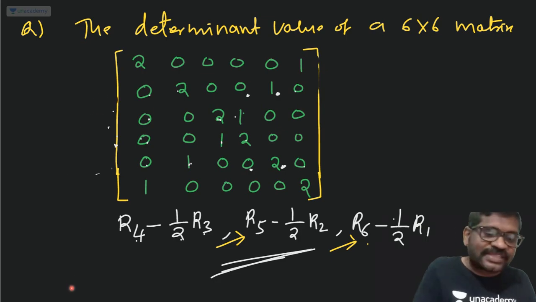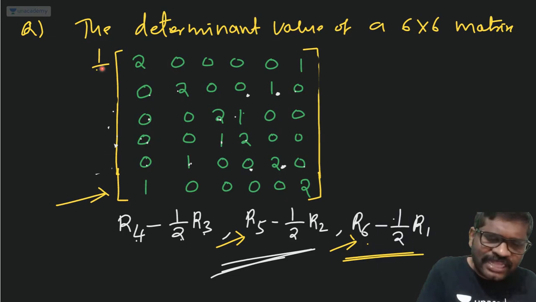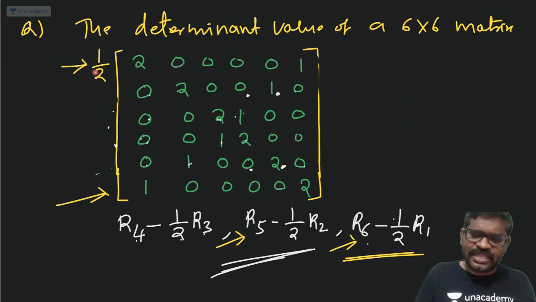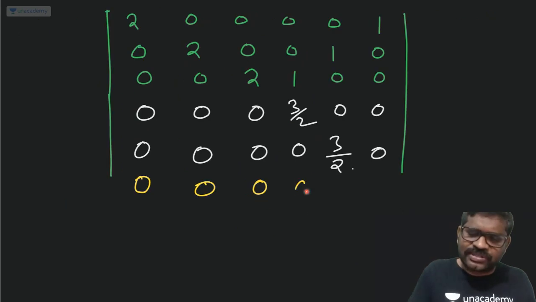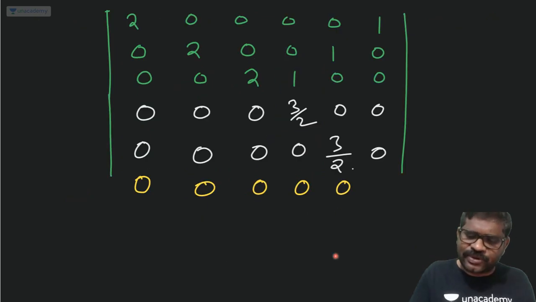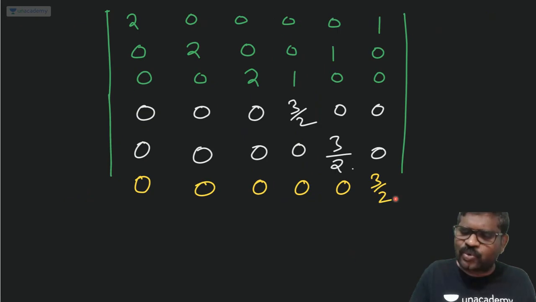Next, R6, the sixth row. I am talking about this operation: sixth row minus 1 by 2 into first row. 1 minus 1 by 2 into 2, 1 minus 1, 0. 0 minus 1 by 2 into 0, 0. 0 minus 1 by 2 into 0, 0. 2 minus 1 by 2 into 1, 3 by 2.